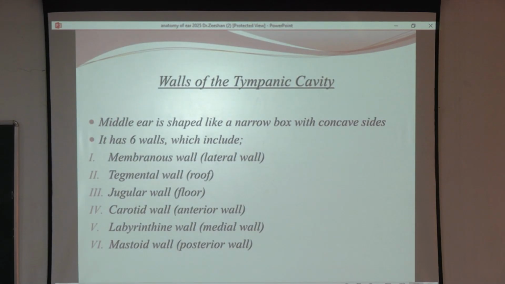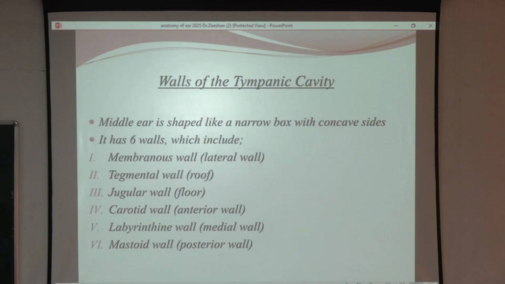Walls of the tympanic cavity: it has 6 walls, a box-like shape, and the walls are namely the membranous wall or the lateral wall called the tympanic membrane, superiorly the tegmental wall, inferiorly the jugular wall, the carotid wall anteriorly, the labyrinthine wall medially, and the mastoid wall posteriorly.